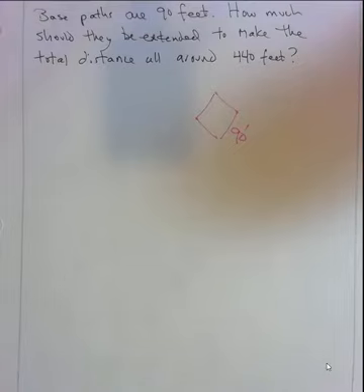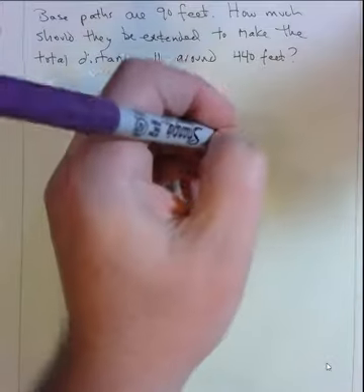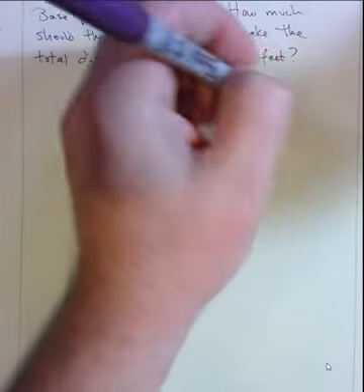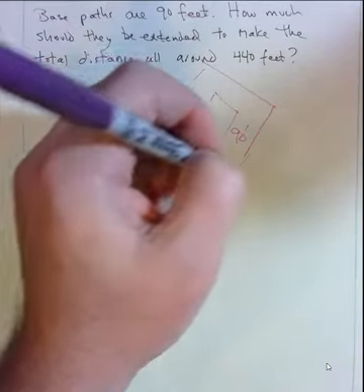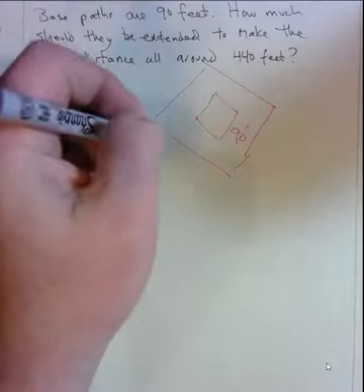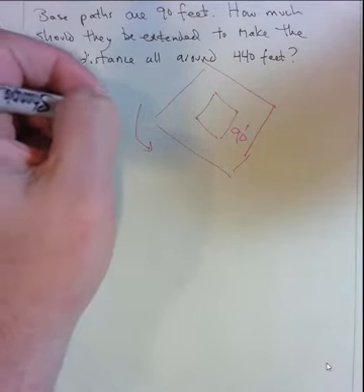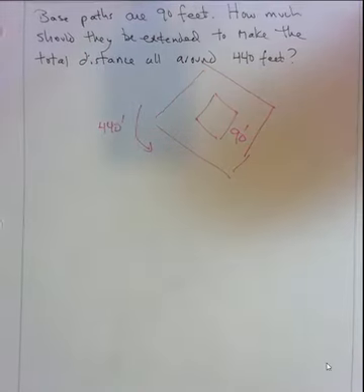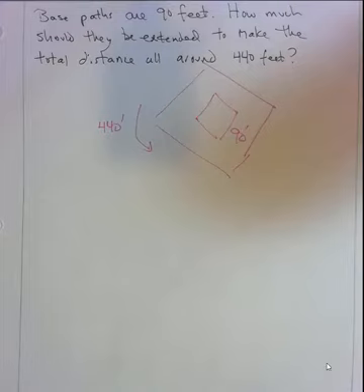Let's say 90 feet is too short, and we want to extend the base paths a little bit, like so, to make a new larger baseball diamond, and we want the total distance all the way around to be 440 feet. How much longer should the base paths be?